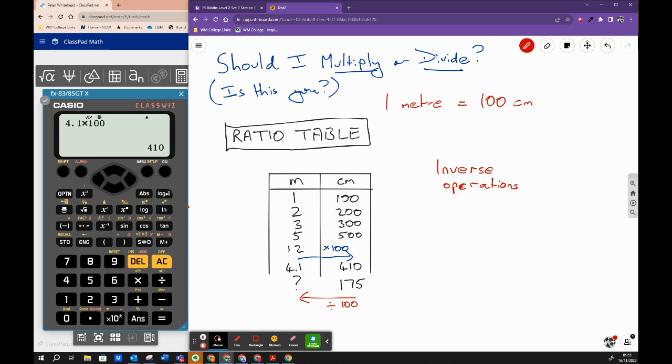So here we have in our table a very clear set out of which operations we're doing based on which way we're going. If we go from metres to centimetres, yes, we can see that we're multiplying by 100. And that must mean that if we're going back the other way, we're going to divide by 100.